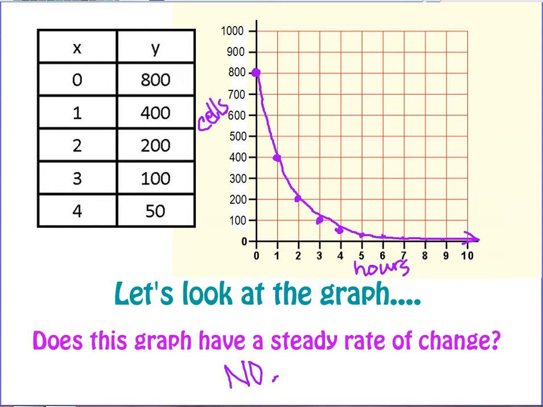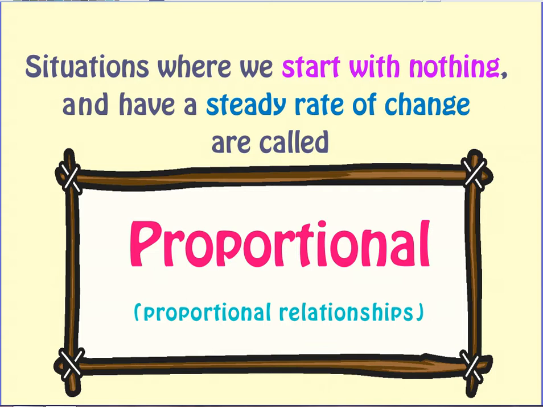If we take a look at the graph for our cell example, this did not start at (0, 0), and it definitely wasn't a straight line, does not have a steady rate of change, so this example would not be proportional.